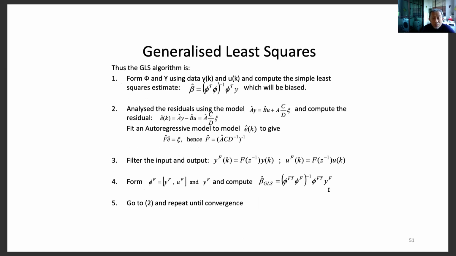So in generalized least square, we apply the filter. The estimate will become beta hat as usual, theta transpose theta inverse, theta transpose y, which will be biased. We analyze it using the autoregressive model, then obtain the filter for the input and for the output, YF and UF. Then we perform again to obtain the estimated generalized least square. We have to do the looping until it converges, and this requires computer programming.